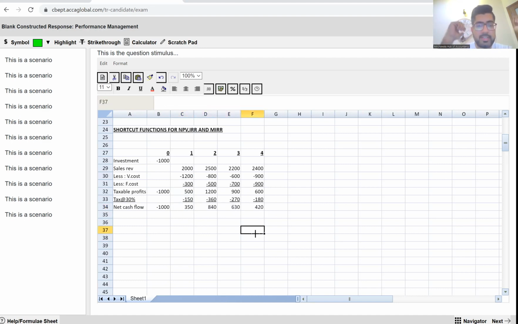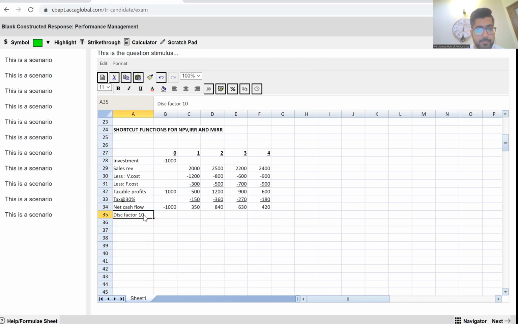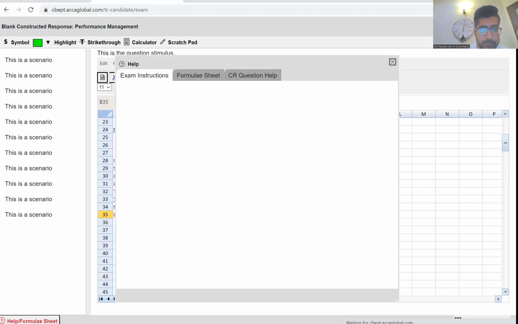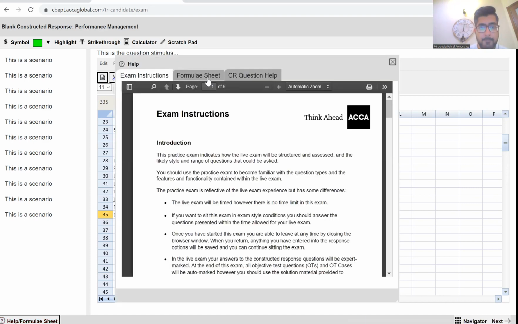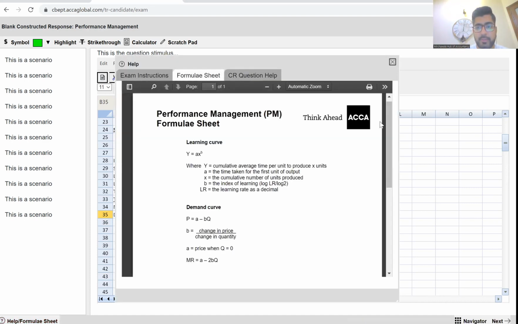Now, net cash flows need to be multiplied by a discount factor. Let's suppose discount factor is 10%. Okay, this is your pattern. You go in this formula sheet that's given in the example.